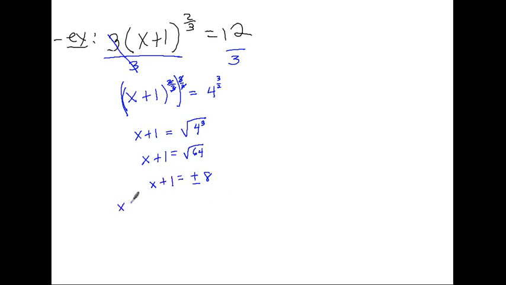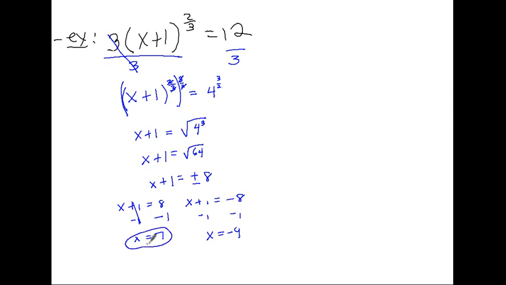We're going to say that x plus 1 could equal 8, or x plus 1 could equal negative 8. And we just subtract 1 from both sides, and we obtain x equals 7. And then when we subtract 1 over here, we obtain x equals negative 9. So we want to check these solutions as well. We plug them into the original equation to make sure that they check out.